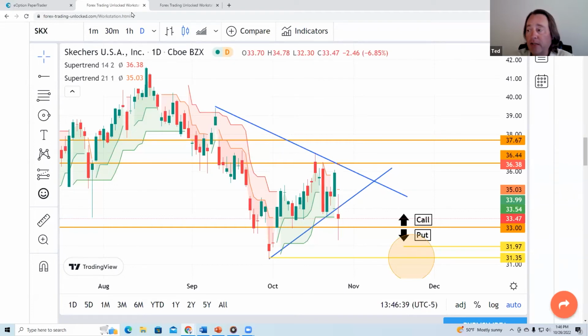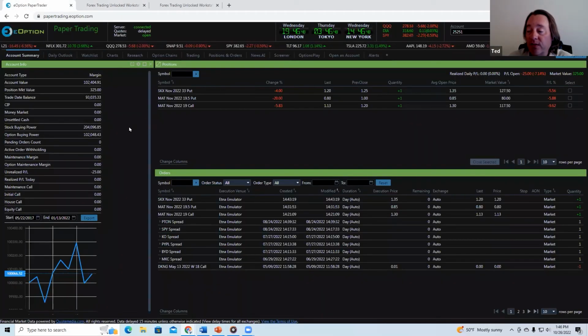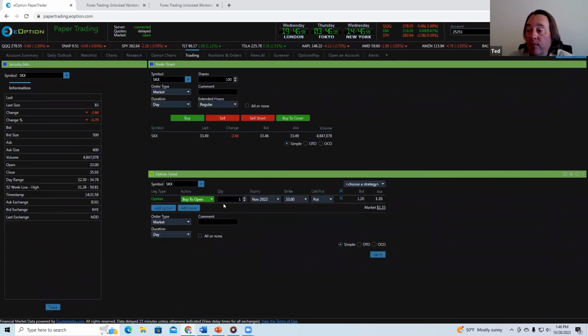So, but it definitely had some volatility, and the trend is your friend. So the put scenario is the way to go. Now we still can look at the call scenario. Let's see what it looks like on the call side. Let's say you're a bull and you're like, Teddy, you know what? I think that Skechers, they have a shot. They definitely have a shot. So let's go to buy to open here.